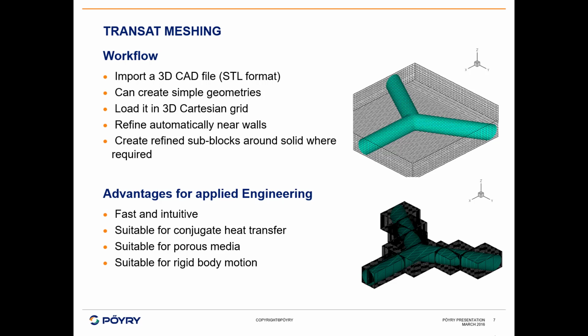Then sub-blocks are created, which either change the shape of the domain and or set up the simulation for parallel processing. The advantages for the applied engineering in the block meshing is that it is fast and intuitive. As seen in the image to the lower right, the blocks have been automatically subdivided around the necessary geometry. This is also suitable for conjugate heat transfer, porous media, and rigid body motion, where object motion is either specified or coupled with the fluid flow.